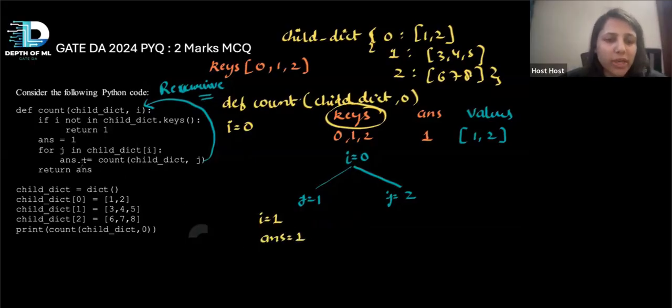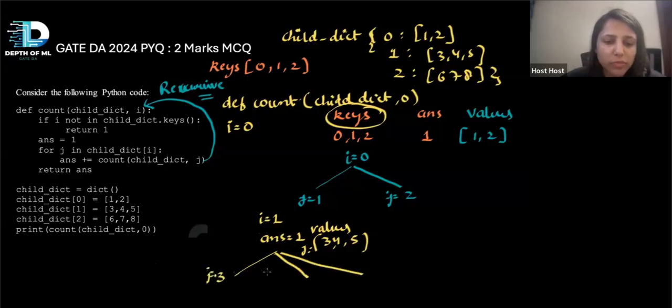And then we have to do for J in child dict, right? So now we'll do child dict 1, right? So child dict 1 has values. Values are 3, 4, and 5, right? Now this J will range over this, right? So now for every J, the values like this count will be called, right? So there will be like 3 branches because there are 3 values. So it will be called for J is equals to 3, J is equals to 4, and J is equals to 5. Fine.